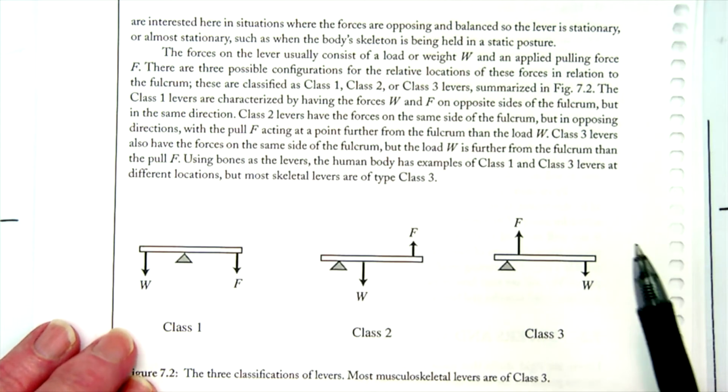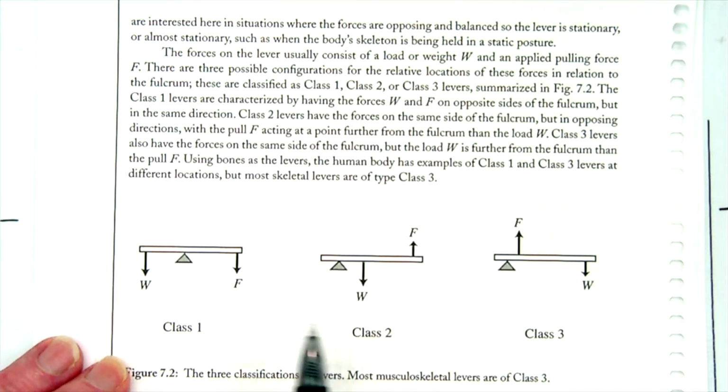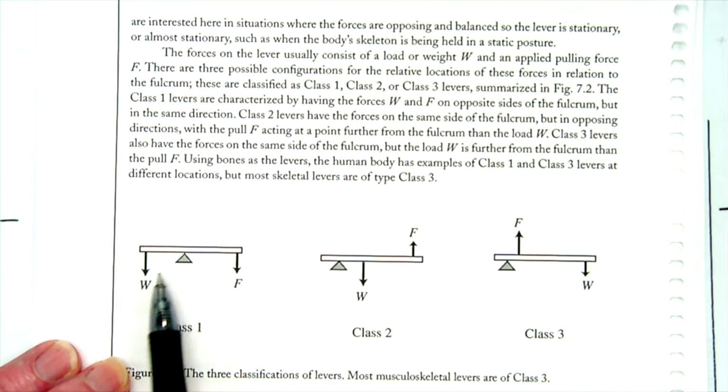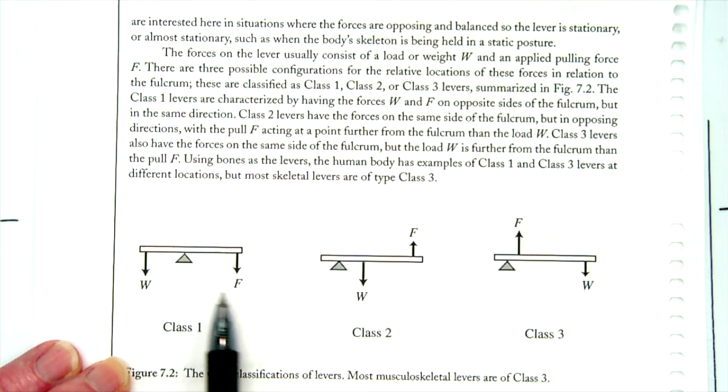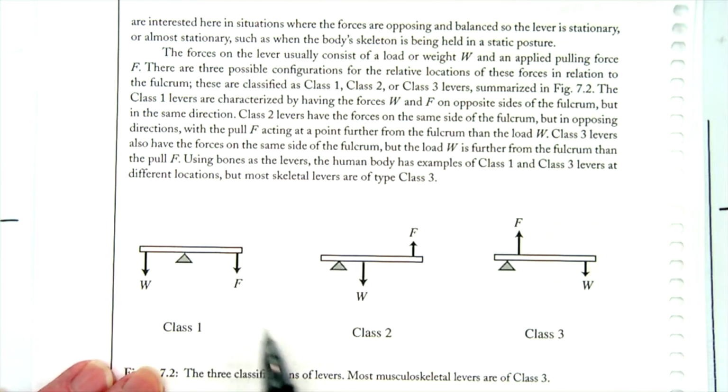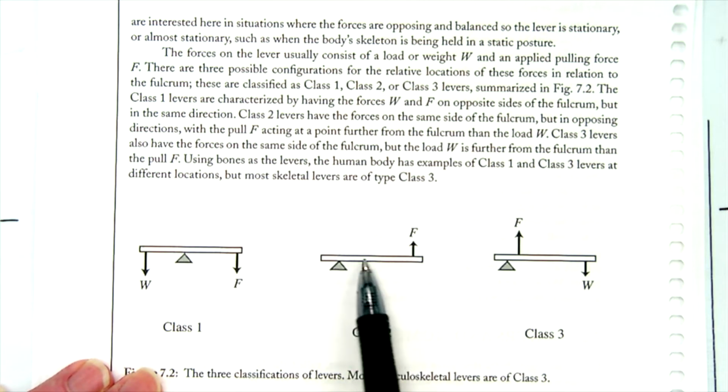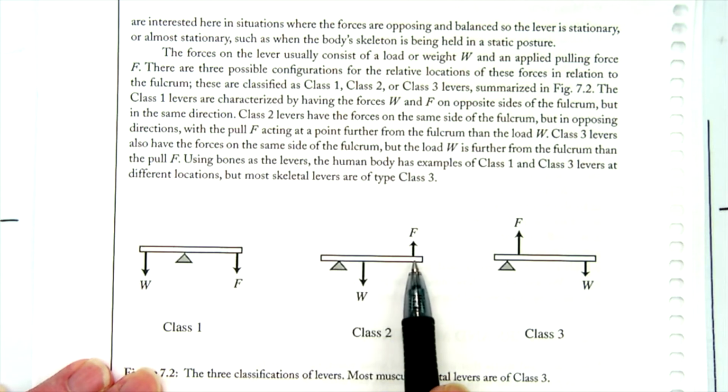Here's a figure from the textbook. Class 1 is defined as when the weight and the force are on opposite sides of each other from the pivot point, or the fulcrum, where the force is produced by the muscle. This is sometimes called the teeter-totter arrangement. For a class 2 lever, the weight and the force are both on the same side as each other from the pivot point, but the weight is closer to the pivot than the force.